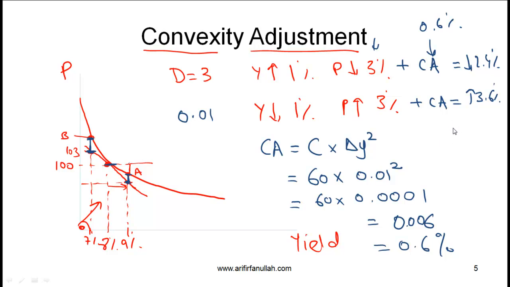Another basic point is that even with the convexity adjustment, we are still talking about an approximation. So the way you can look at it is, the first level approximation is to simply use duration. When you add convexity adjustment, then your approximation is much better. But if you want the precise values, then you should use the full valuation method.